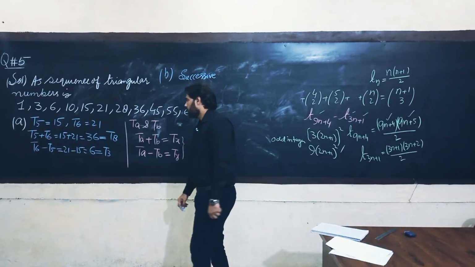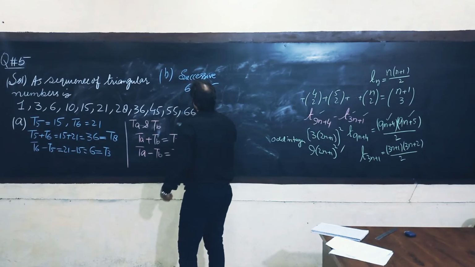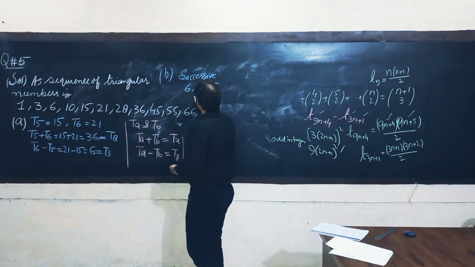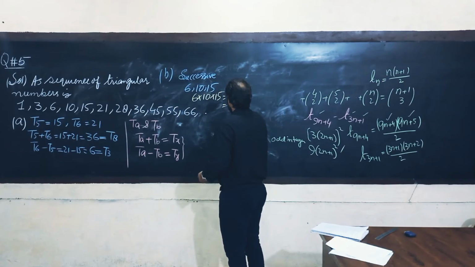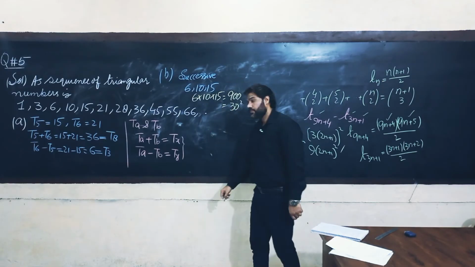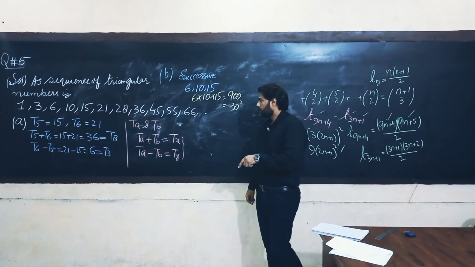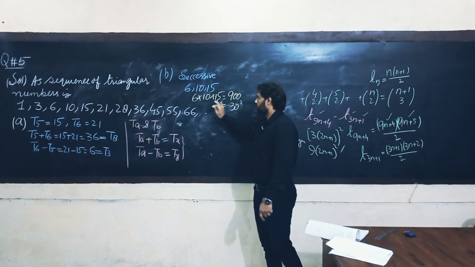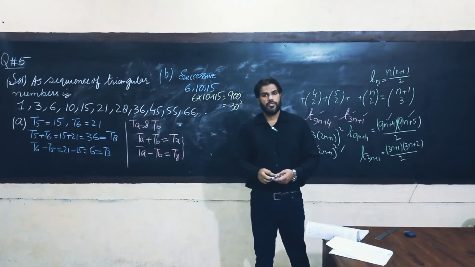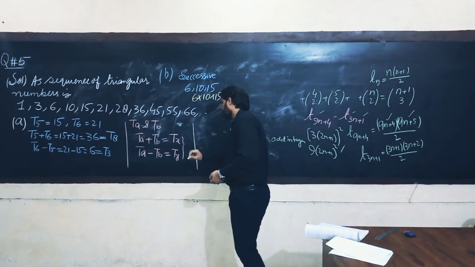Yes. 6, 10, 15. If you see, their product is 900, which is 30 squared. They are a perfect square. So from this sequence, the three consecutive triangular numbers whose product is a perfect square are 6, 10, and 15. And similarly, in the general case, how will we solve this?